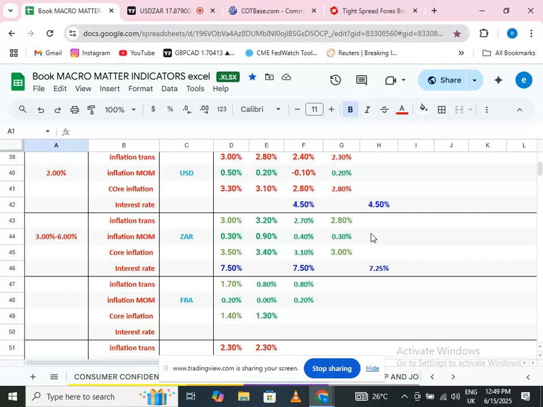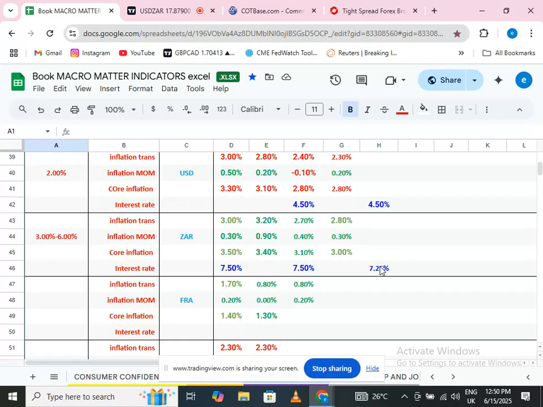It means a lot of capital will be taken out of the USD and moved into the South African rand, because investors in the rand will get a huge return, a 7% interest rate compared to the USD's 4.5%. And it will likely continue decreasing depending on what the central bank offers in the months ahead.